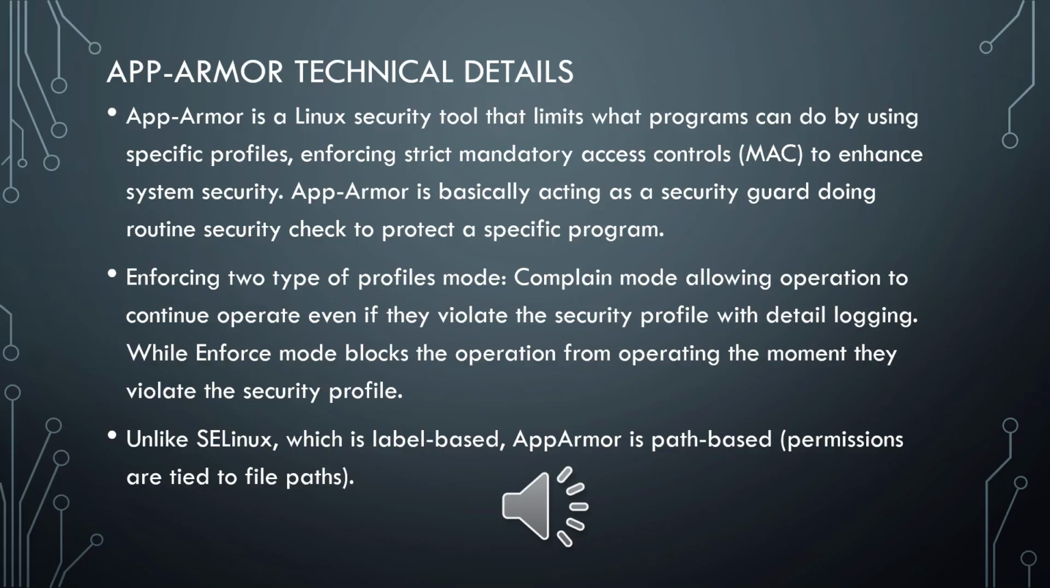Let's begin with AppArmor. AppArmor is a Linux security tool that enforces mandatory access control to limit what a program can do. Think of it as a security guard for your application. It uses profiles to control behavior and is path based, meaning permissions are tied to file paths, unlike SELinux, which is label based. AppArmor runs in two modes, complain mode, which logs violations but still lets the program run, and enforce mode, which blocks violations immediately.